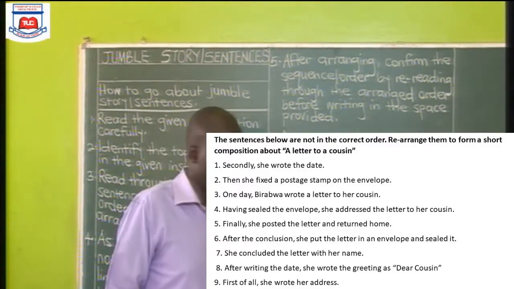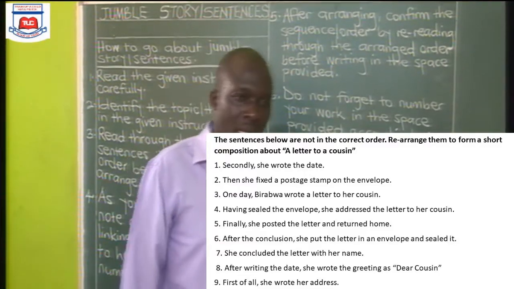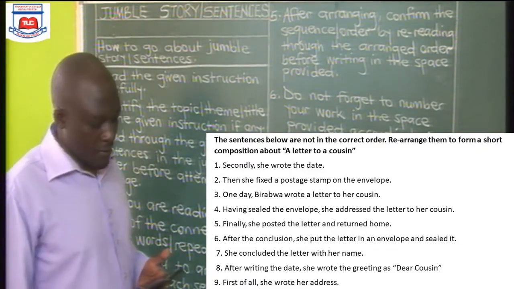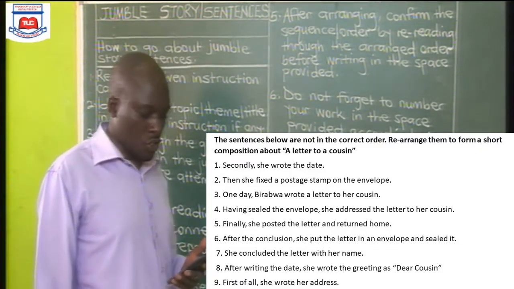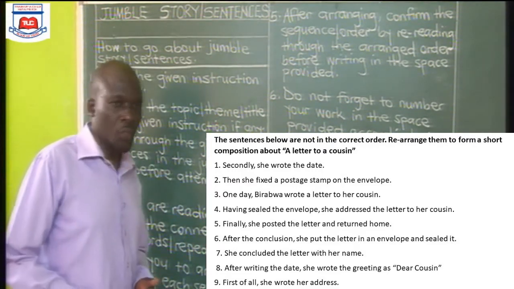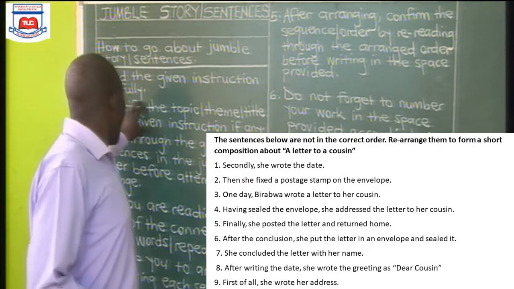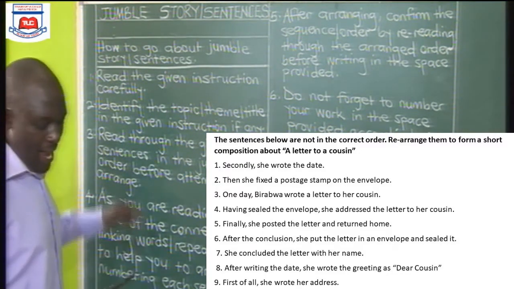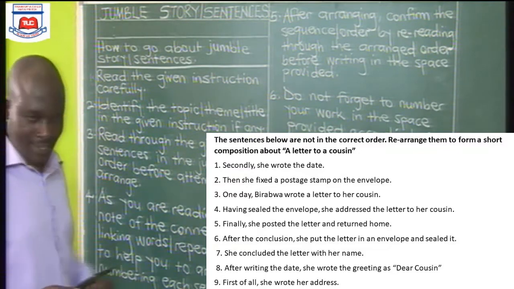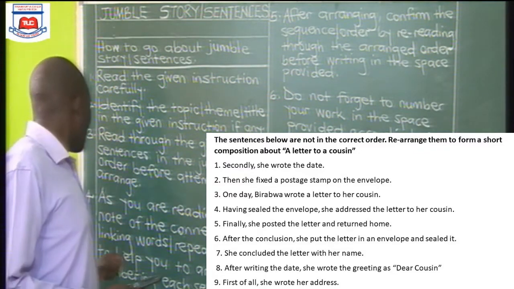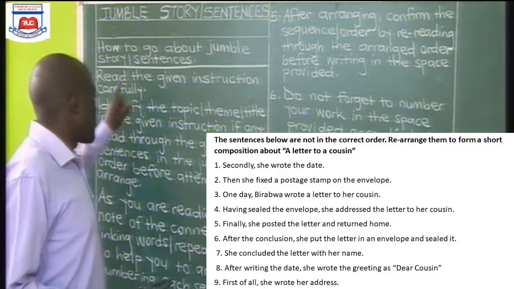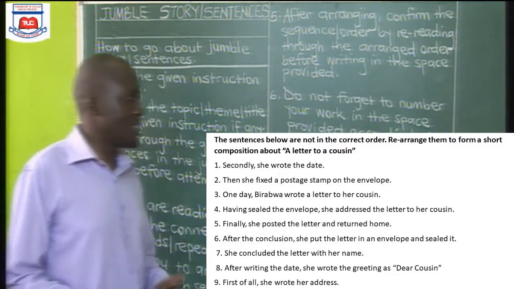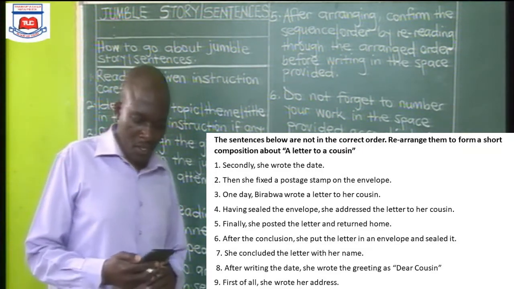So our instruction is, the sentences below are not in the correct order. Rearrange them to form a short composition about a letter to a cousin. So our instruction has the topic, it has the theme, a letter to a cousin. That is our topic. Therefore, we have to go through and read these given sentences the way they are before arranging them. So number one is reading.